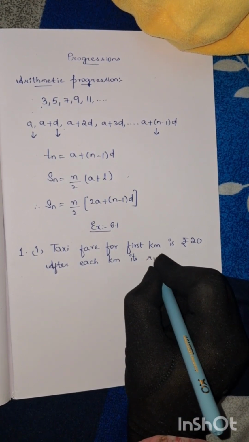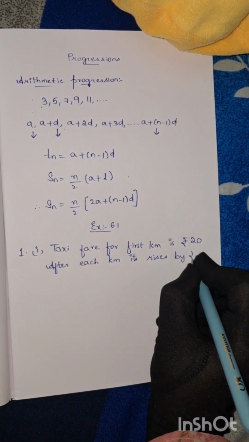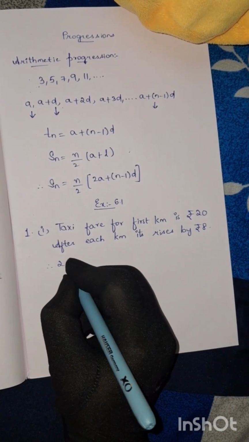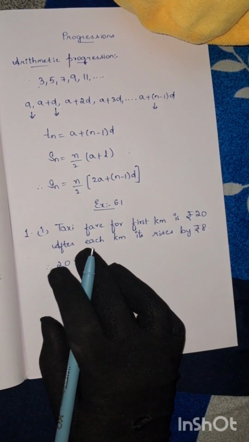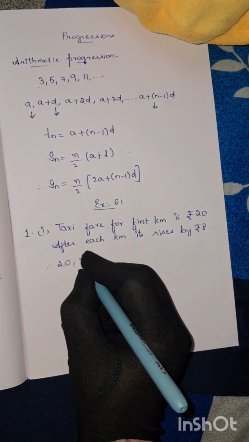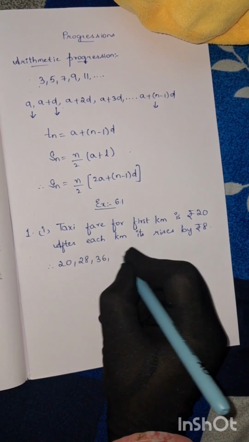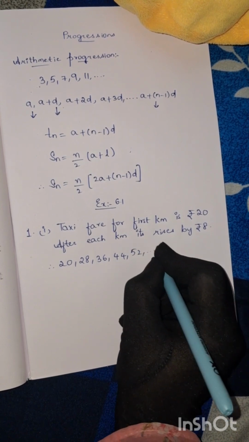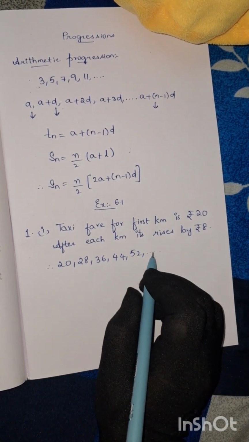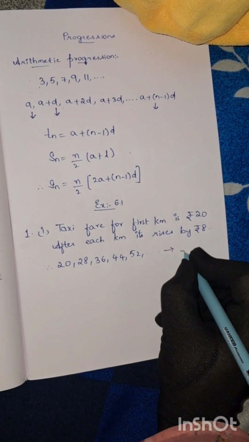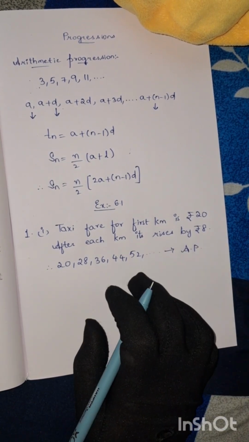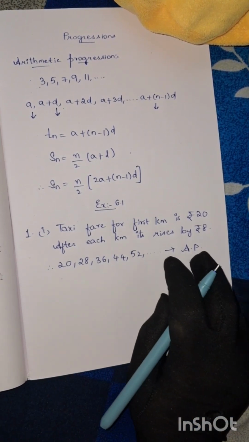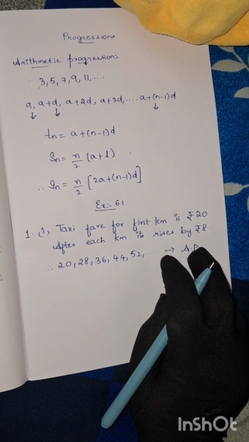And after each kilometer, it rises by 8 rupees. So how can we write the series? The first number is 20, it starts from 20. After that we add 8. So 20 plus 8 is 28, 28 plus 8 is 36, 36 plus 8 is 44, 44 plus 8 is 52. In this we have a common difference of 8. So this is an arithmetic progression, because the difference of any two consecutive terms is constant, that is 8. Let us see the next question.